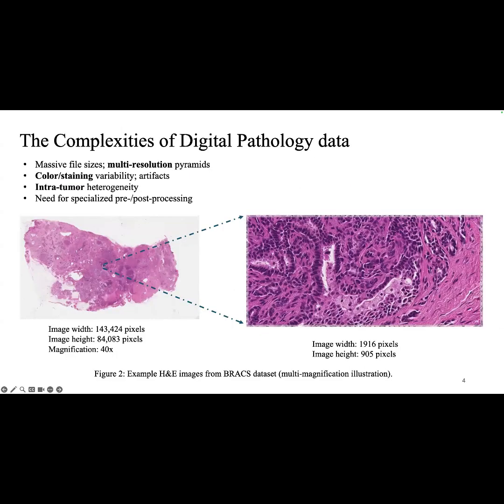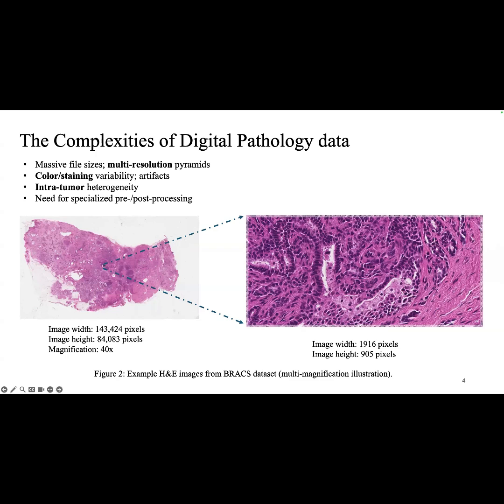So now, while computational pathology is promising, the data itself is extremely complex. You can see in the image, a single whole slide image can be at gigapixel scale with the width approximately 143,000 pixels and the height 84,000 pixels. This image has multiple zoom levels. So we can look at the entire tissue or zoom in to see individual cells. But size isn't the only challenge.